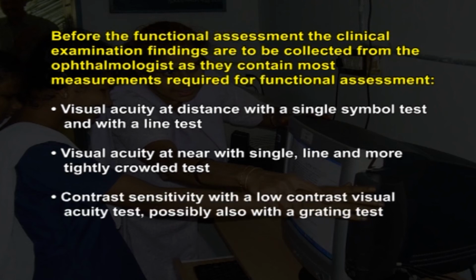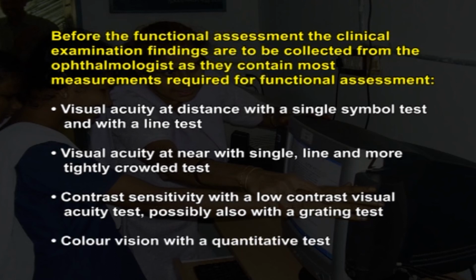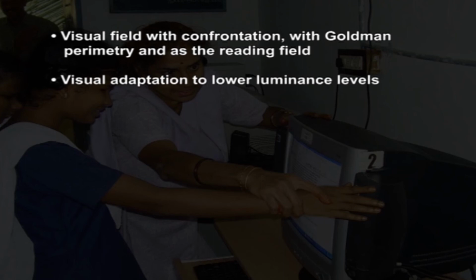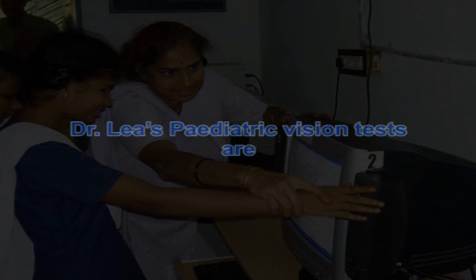Contrast sensitivity with a low contrast visual acuity test, possibly also with a grating test. Color vision with a quantitative test. Visual field with a confrontation with Goldmann perimetry and as a reading field. Visual adaptation to lower luminance levels.